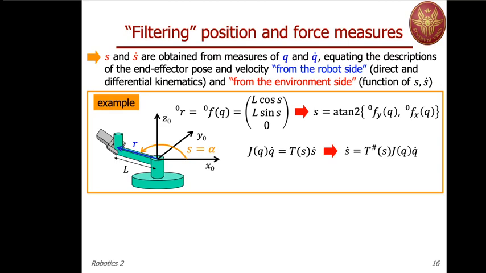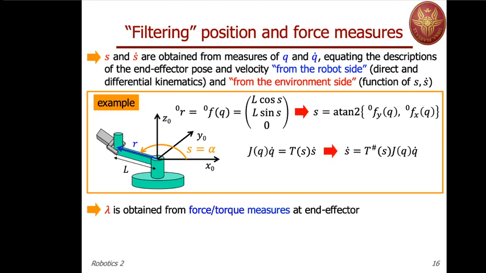On the other side, T is a 6 by K matrix with K less than 6. So if you want to isolate S dot, you need to do a pseudo-inverse of T. So you will have T pseudo-inverse times J q dot. I will come back to this in a moment. So now that you have S and S dot, what about lambda?